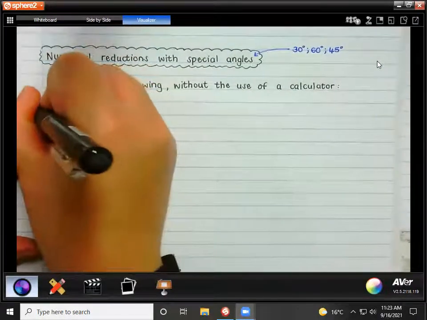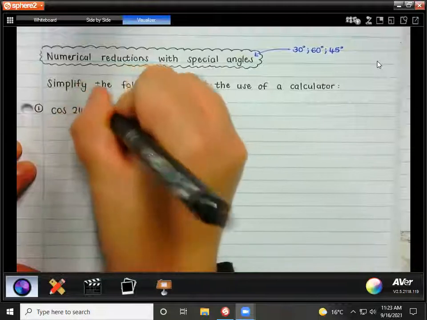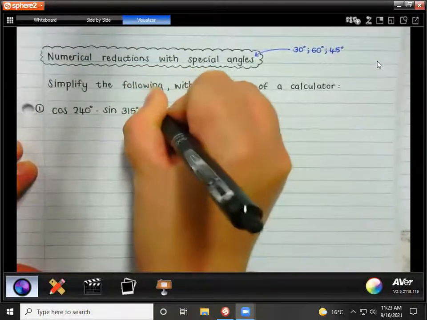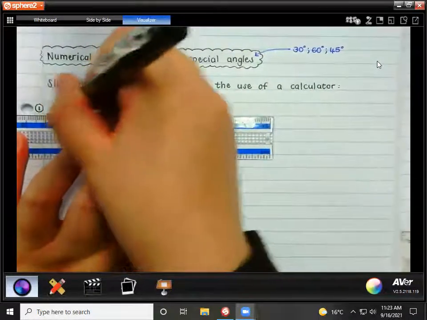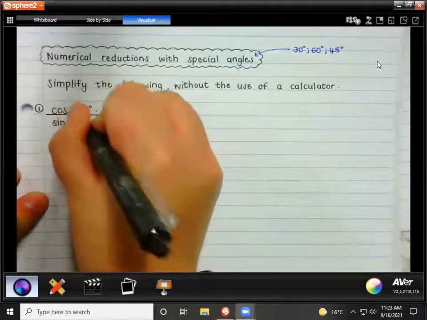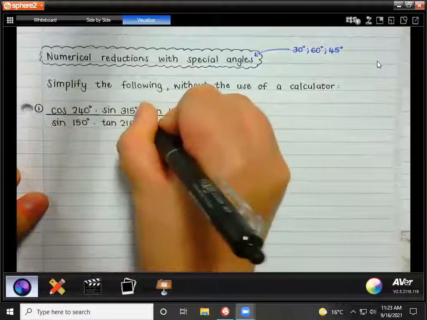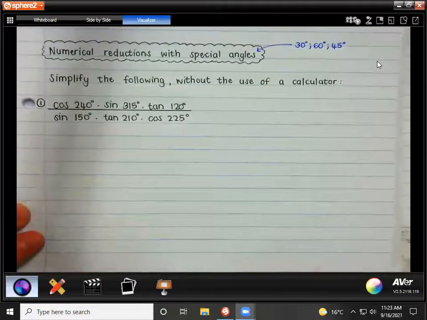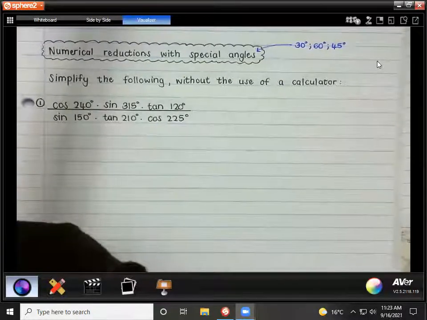So the first one, we're going to do two examples like this. They're giving us the following fraction again. So we have cos 240 times sine of 315 times tan of 120, over sine of 150 degrees times tan of 210 times cos of 225. And we have to simplify that without using a calculator.